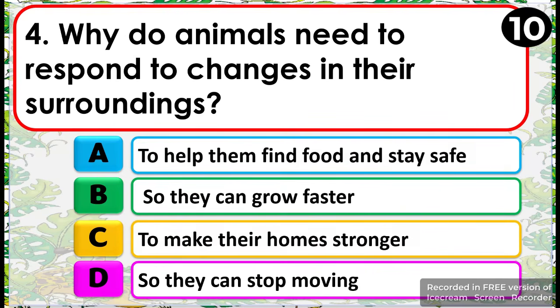Number 4. Why do animals need to respond to changes in their surroundings? A. To help them find food and stay safe. B. So they can grow faster. C. To make their homes stronger. D. So they can stop moving.